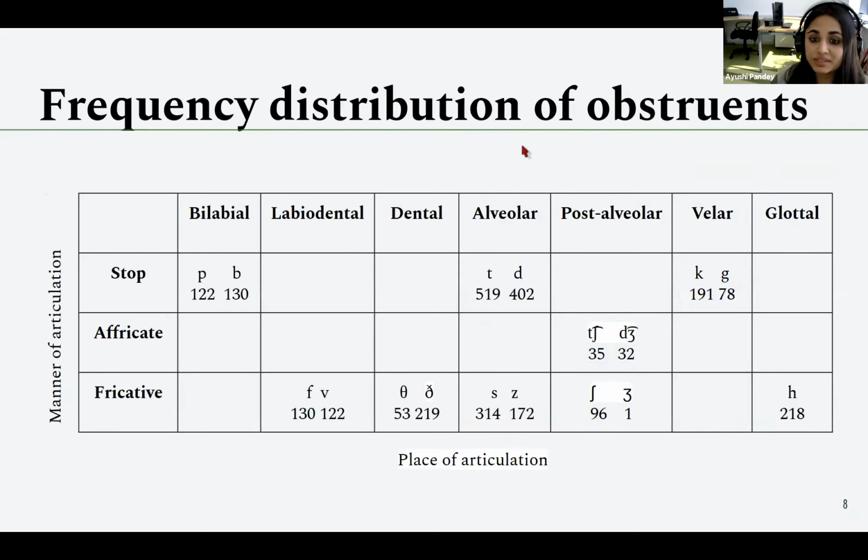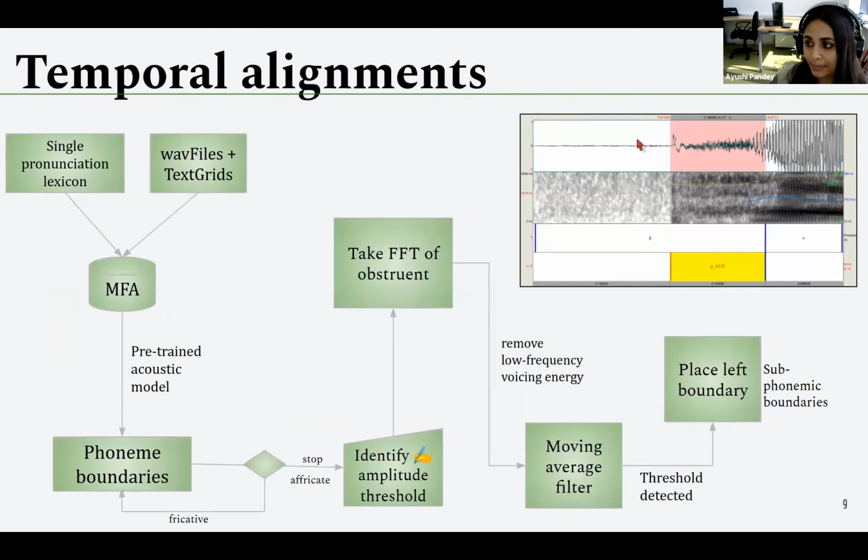Here we can see the frequency distribution of the different phonemes in the corpus. This exact distribution is mirrored in each of the system submissions. As we can see, except for the post-alveolar fricative zh, we have a sizable distribution of each of the phoneme types across both the voicing categories.